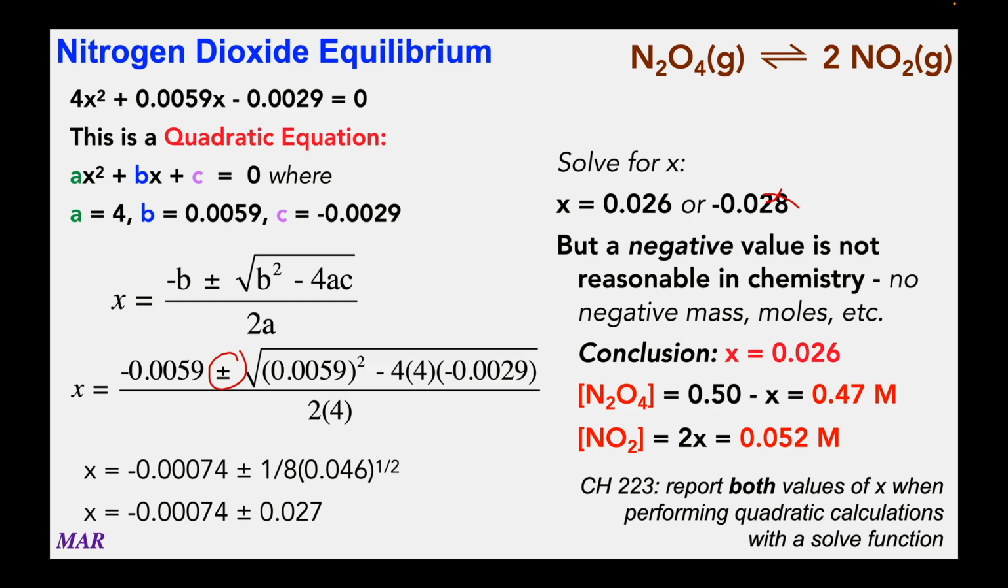So the N2O4 will be 0.5 minus x. That comes out to be 0.47 moles per liter. And the NO2 will equal 2 times the x, 2 times 0.026, and that'll give you 0.052. So you're good to go.